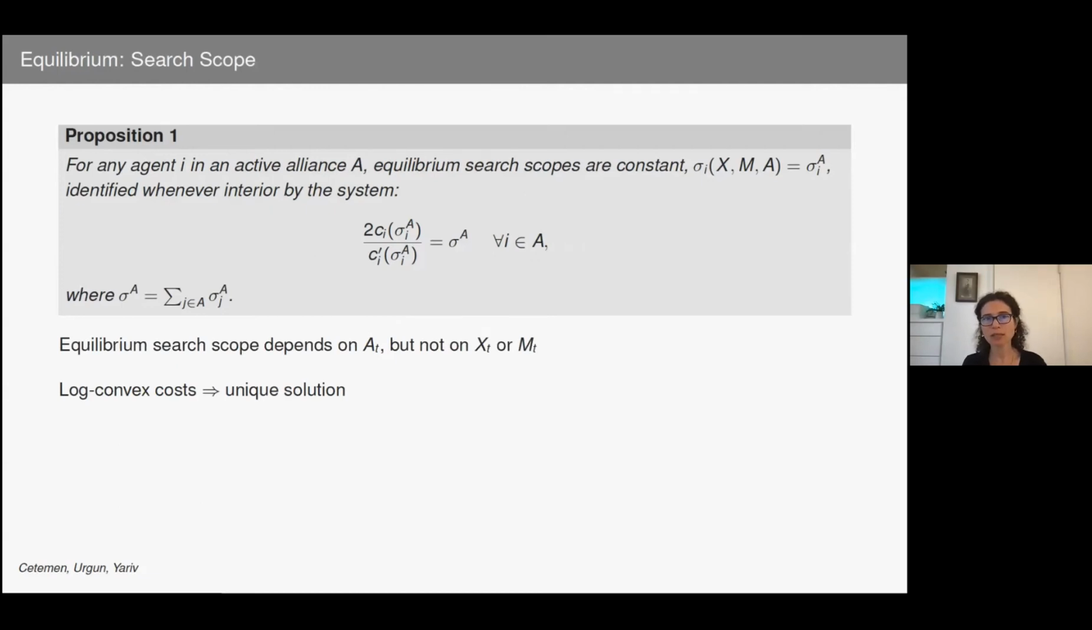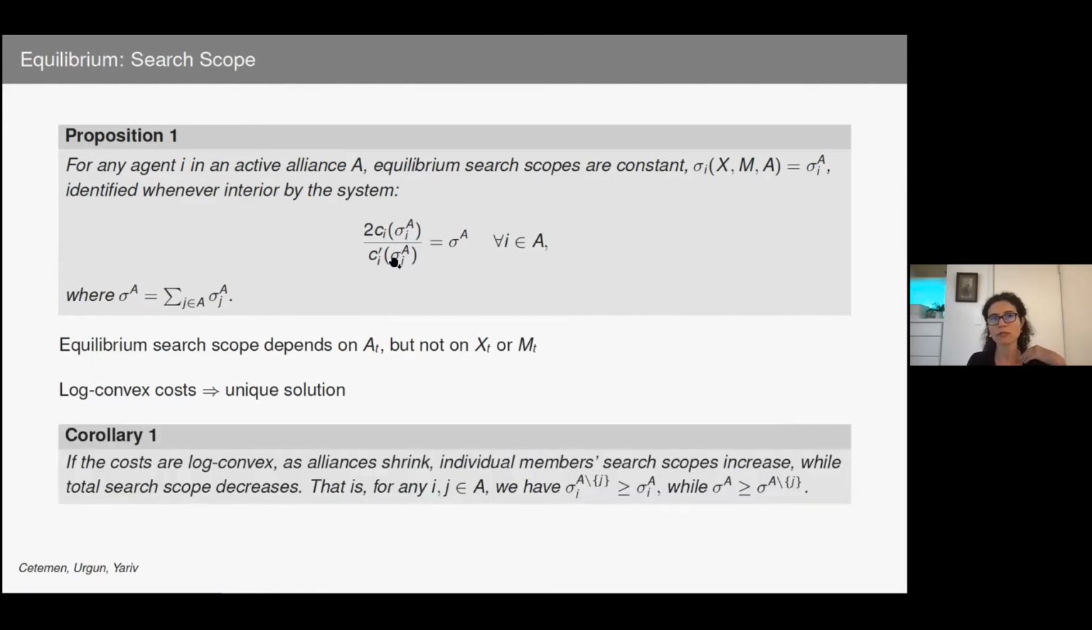And if you have log convex cost, this just translates into monotonicity of the left-hand side here, and then we know we have a unique solution. So that's pretty convenient for us. Now, it's really important that we have this ratio of C to C prime here, because it means that sometimes a higher cost and a higher marginal cost, both together, as long as the ratio behaves in the right way, are actually quite desirable.